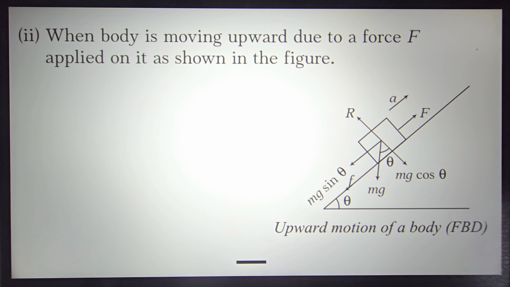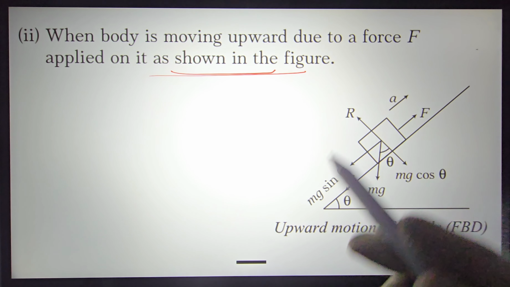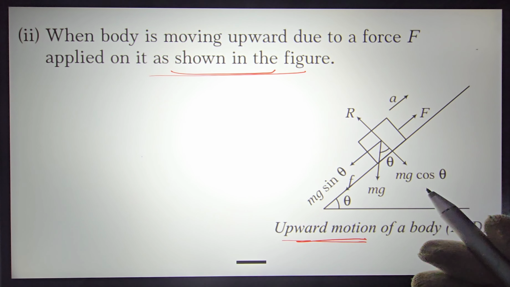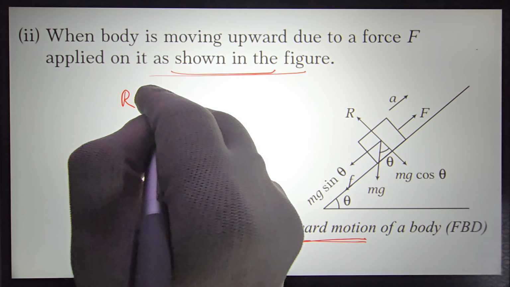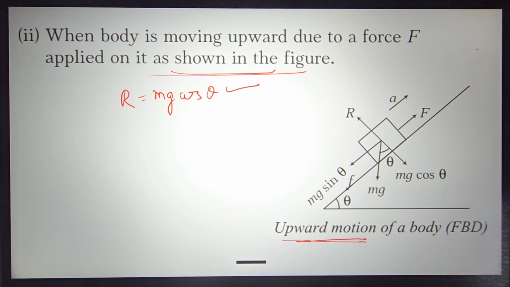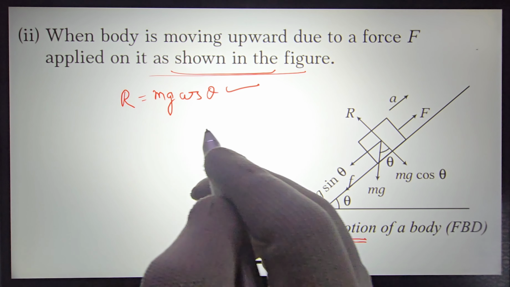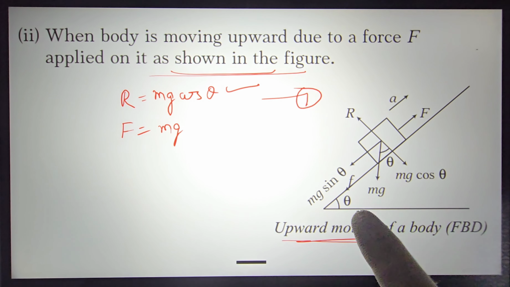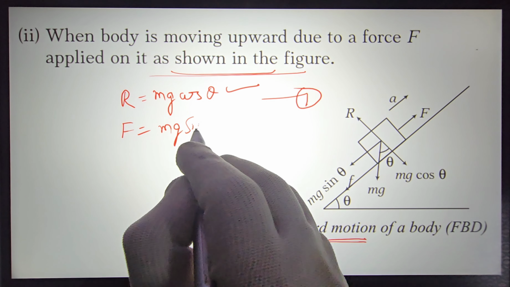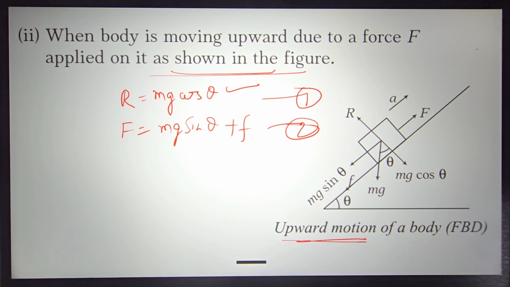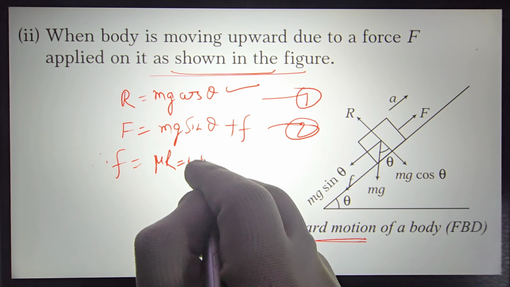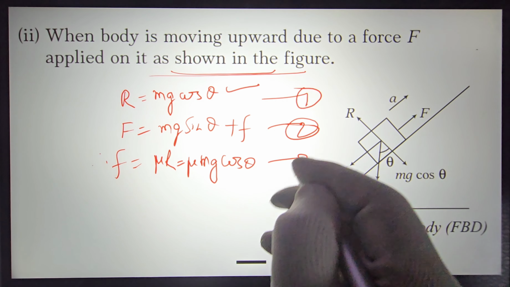Now the next thing is when the body is moving upward due to a force F applied on it, as shown. This is the upward motion. From the FBD, R is equal to mg cos theta, the first equation. Second, F you can calculate with the help of the force balance equation. Referring to this figure, F is equal to mg sin theta plus friction. This is equation 2. Therefore friction is equal to mu into R, that is equal to mu into mg cos theta. This is equation number 3, right?